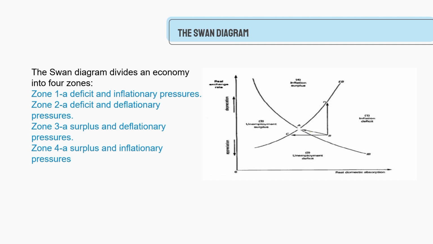To move from point B to point A, which is our equilibrium point, the authority needs to deflate the economy and undertake a devaluation by an appropriate amount. It follows the divergence rule of having as many instruments as the number of targets. We will see the divergence rule in upcoming slides.